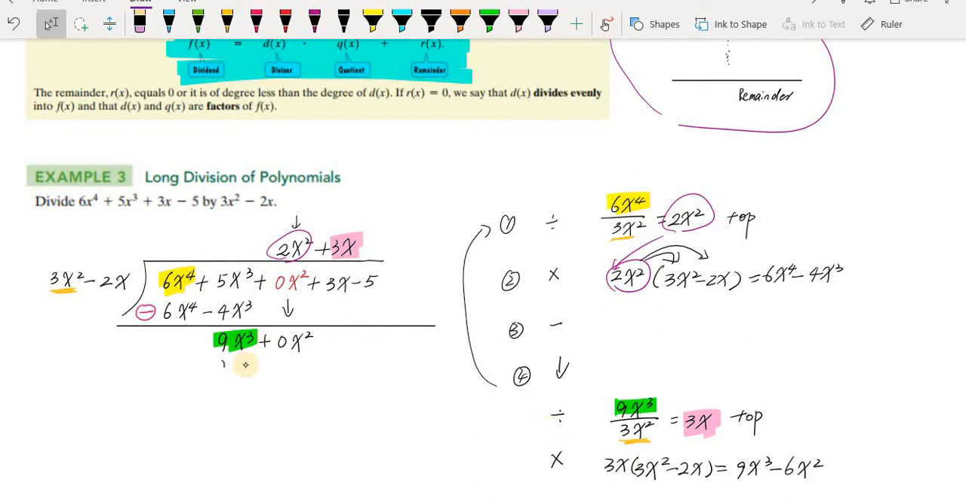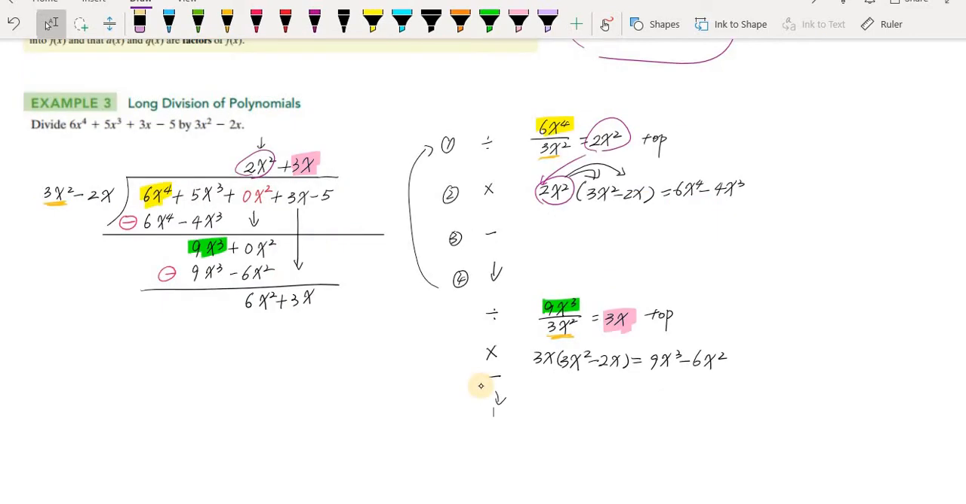So I'm going to write it down below. That will be 9x to the third power minus 6x squared. And then we'll subtract. So I'm going to write it down right here. Subtract. So we're going to have a 0 subtract negative 6. That will be positive 6x squared. Then we're just going to bring down the next term. And then we'll repeat over again.